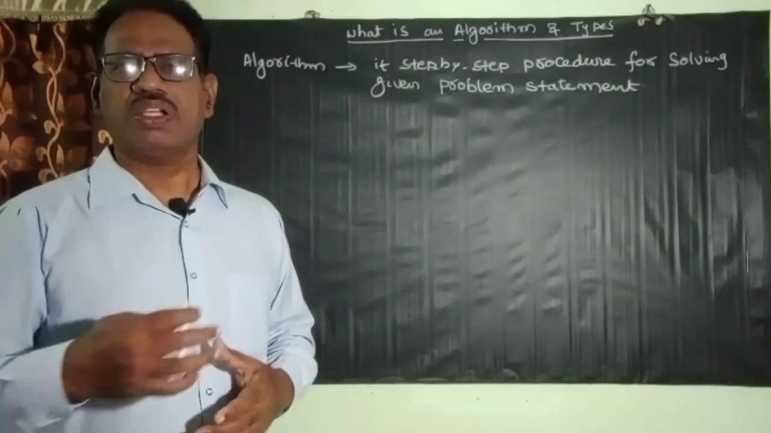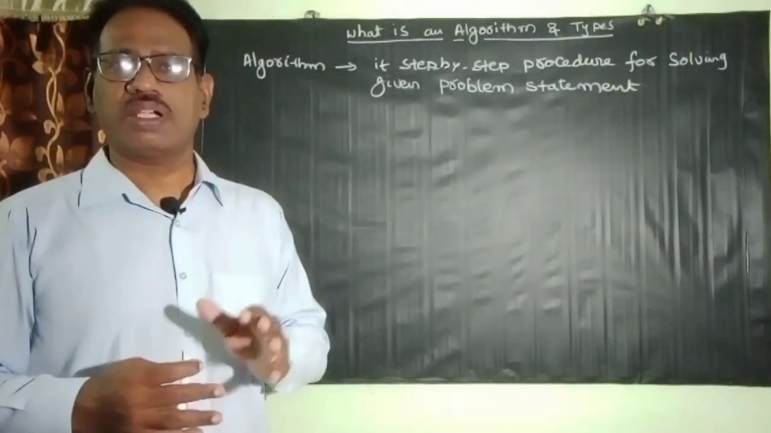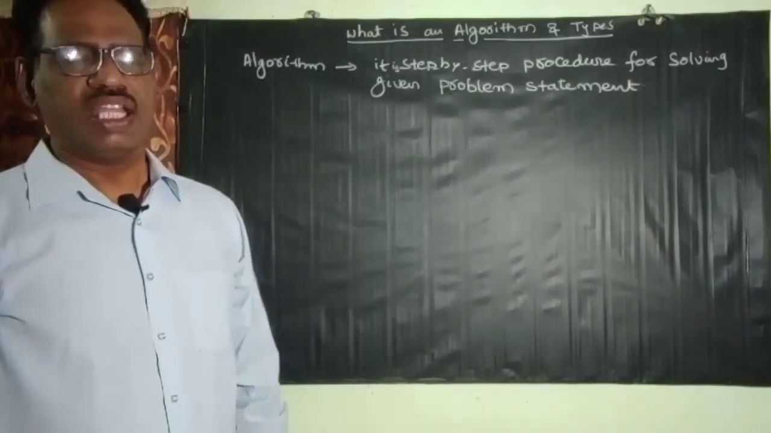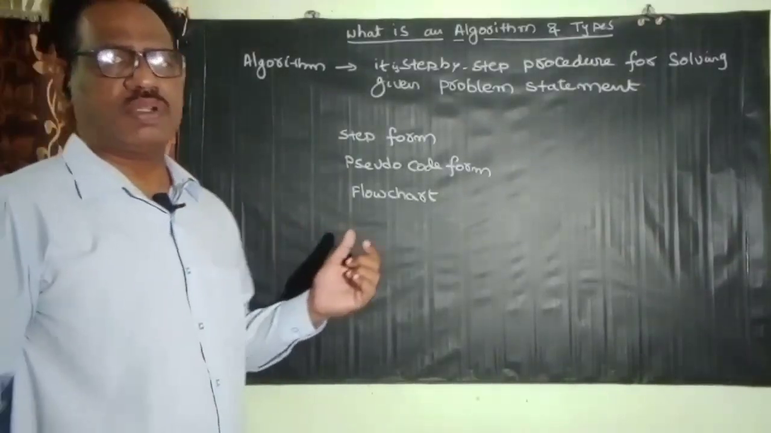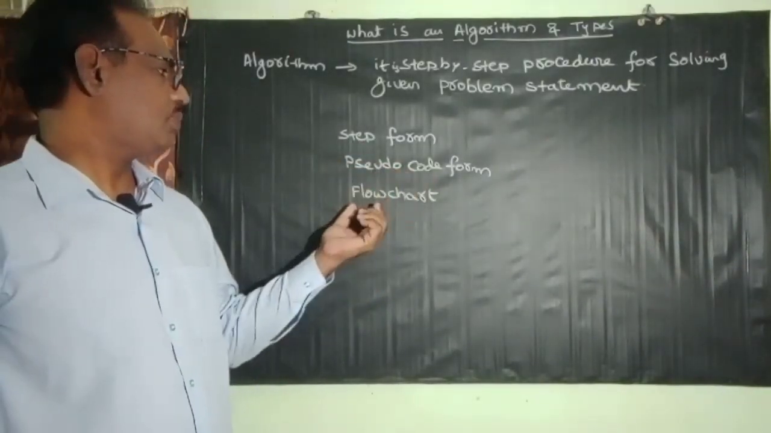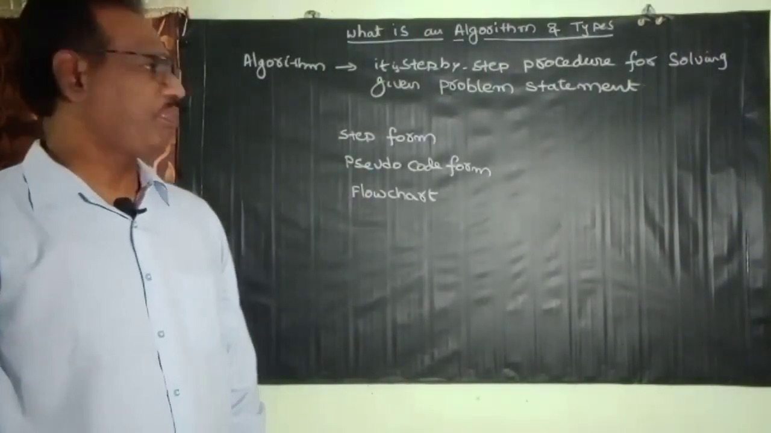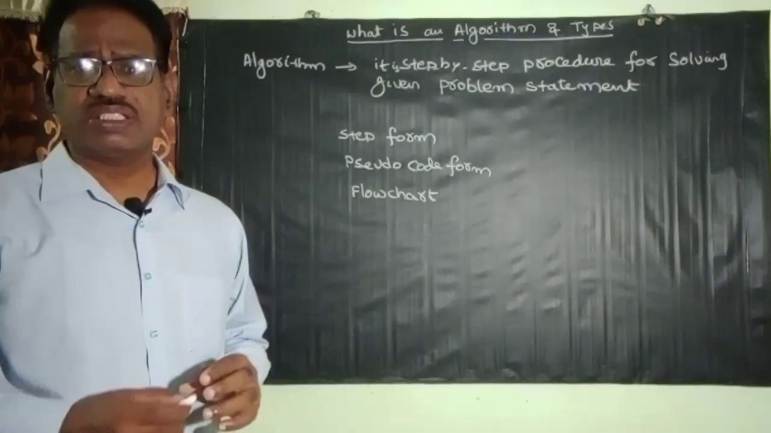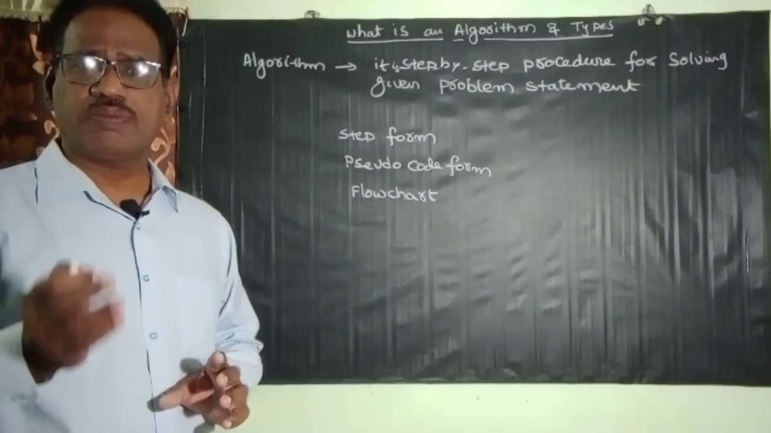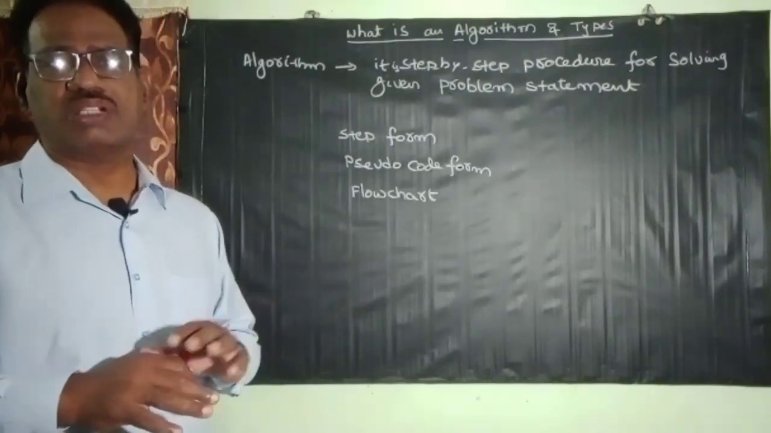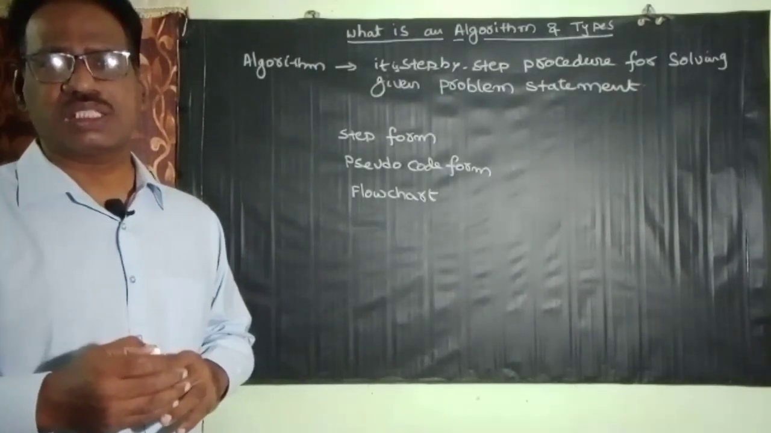Algorithm is not dependent on the programming language, but to write a program in a particular language we require a systematic process. We can write the algorithm in different ways: step form, pseudocode form, and flowchart. These are the three methods to write an algorithm for a given problem. Once again, algorithm is not dependent on any programming language, but if you want to write a program, an algorithm is required. In any language, we need to know the logical steps behind it.